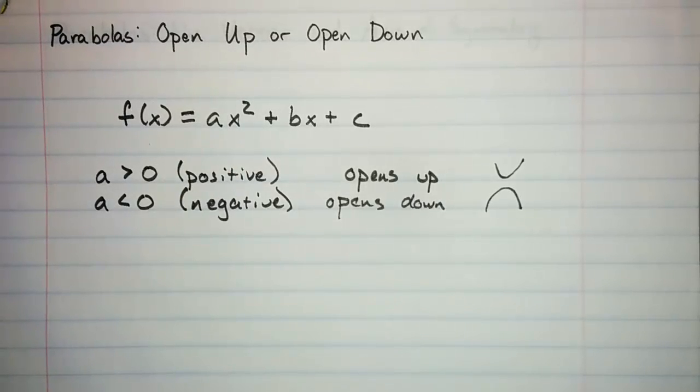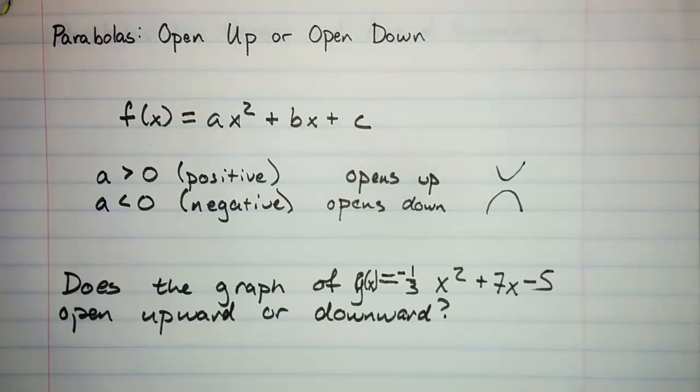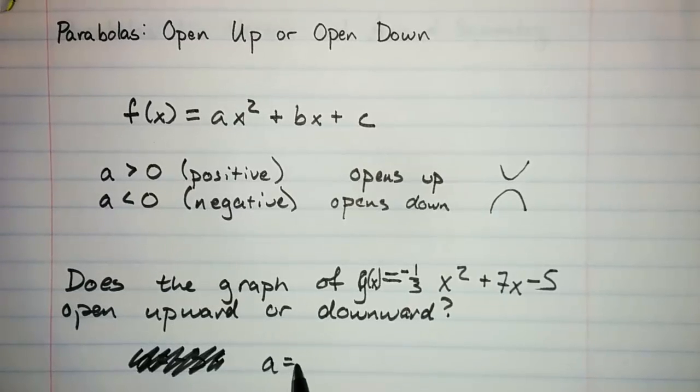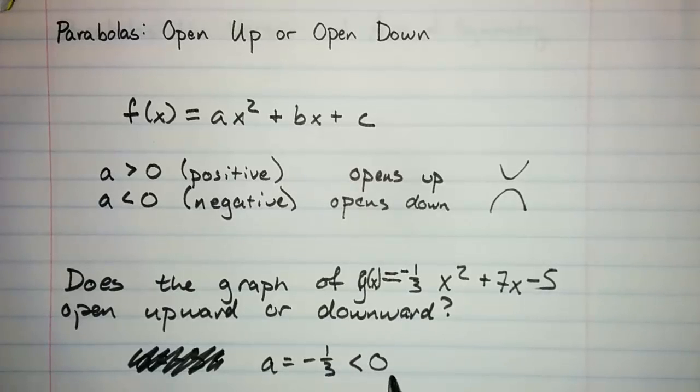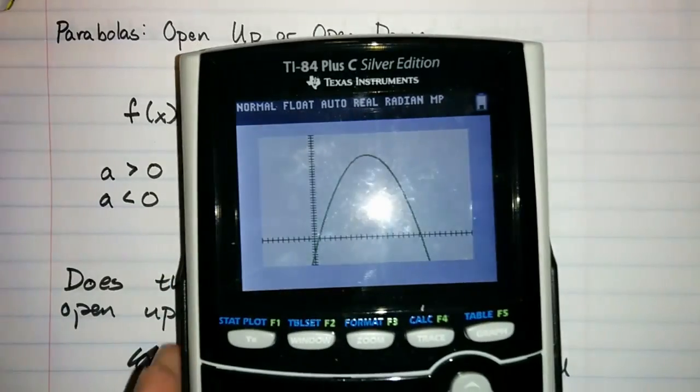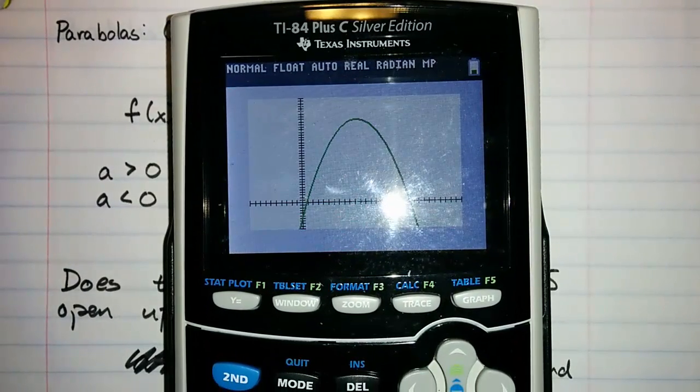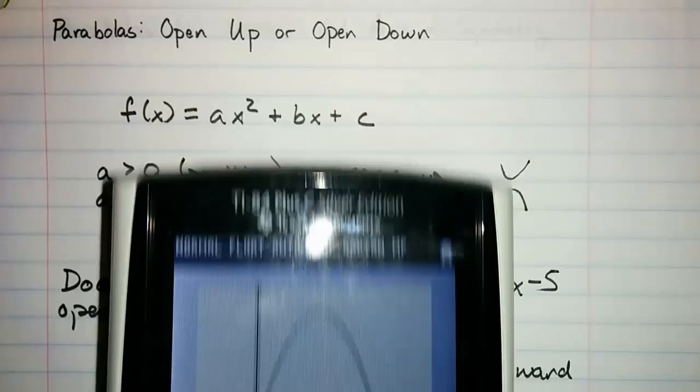So if I asked you, does the graph of g of x equals negative 1/3 x squared plus 7x minus 5 open upward or downward? You would observe that a equals negative 1/3, which is a negative number, and therefore it opens downward. And looking at the graph of that function on a suitable window, we see that that is in fact the case. I'm going to have you try one of these.